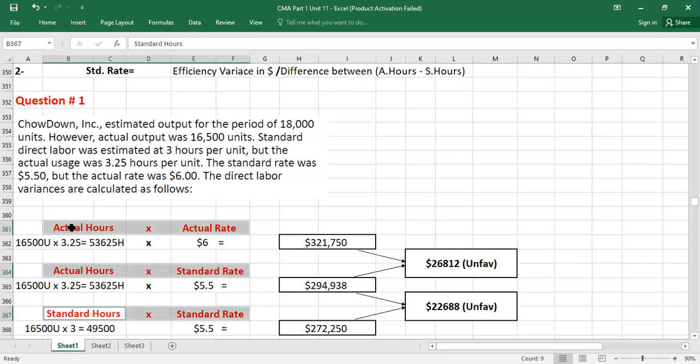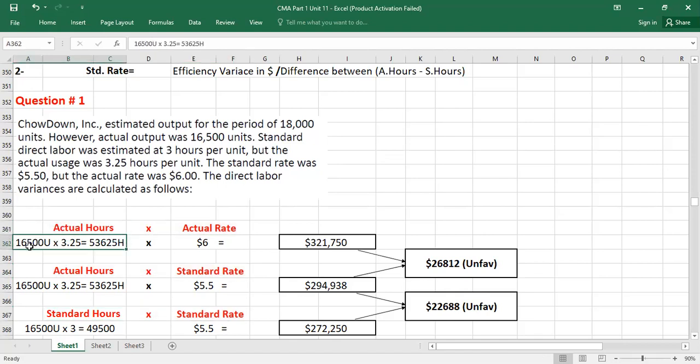So how do you calculate the actual hours? You take the actual level of production, which is 16,500 units, given in the question here. You multiply it with the actual hours per unit, which is 3.25. If you multiply these two, you get actual hours, which is 53,625 hours. We multiply this with the actual rate, which is given here as $6.